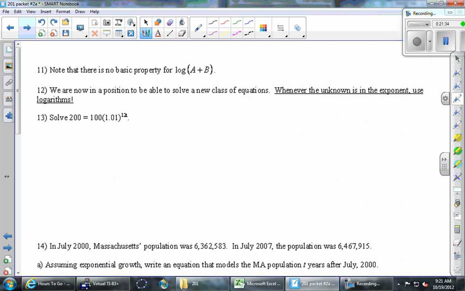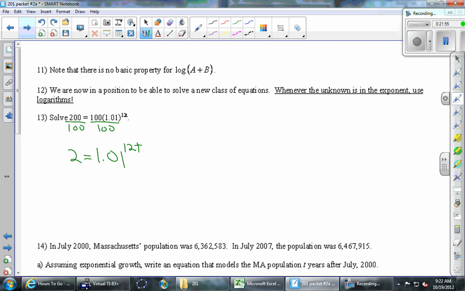So what do we do first? Log? Yeah, we divide by that 100. So don't get antsy. The t is in the exponent, so we are using logs, but first you've got to get that exponential piece by itself. So divide everything by 100. And we get 2 equals 1.01 to the 12t.